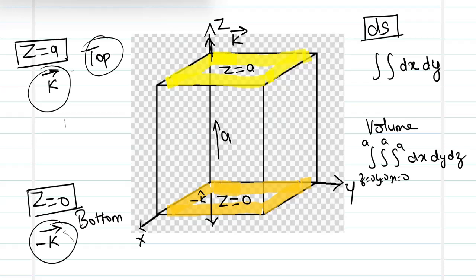The 6 faces are going to be front, back, left, right and top, bottom with their corresponding equations: x equal to 0, x equal to a, y equal to 0, y equal to a, z equal to 0 and z equal to a.